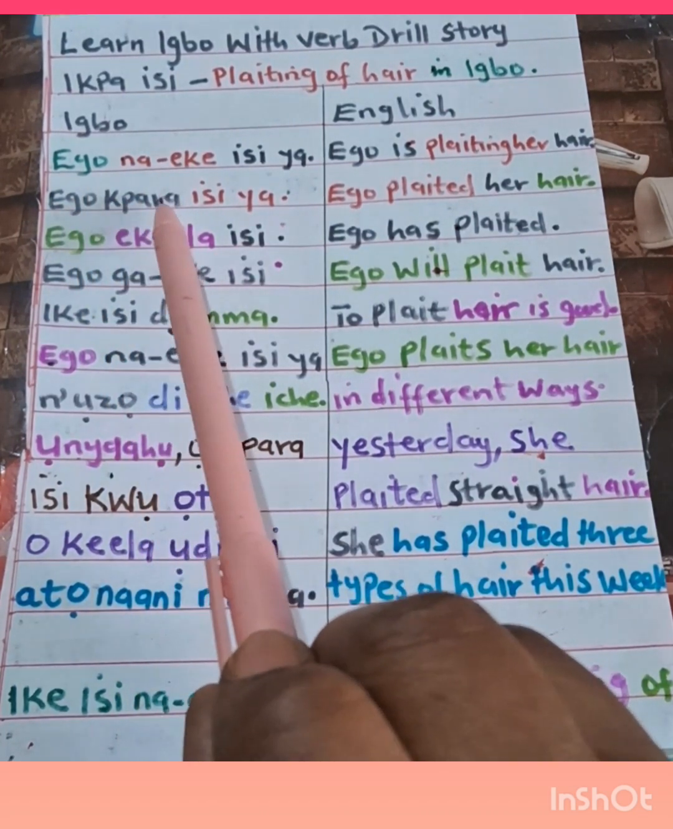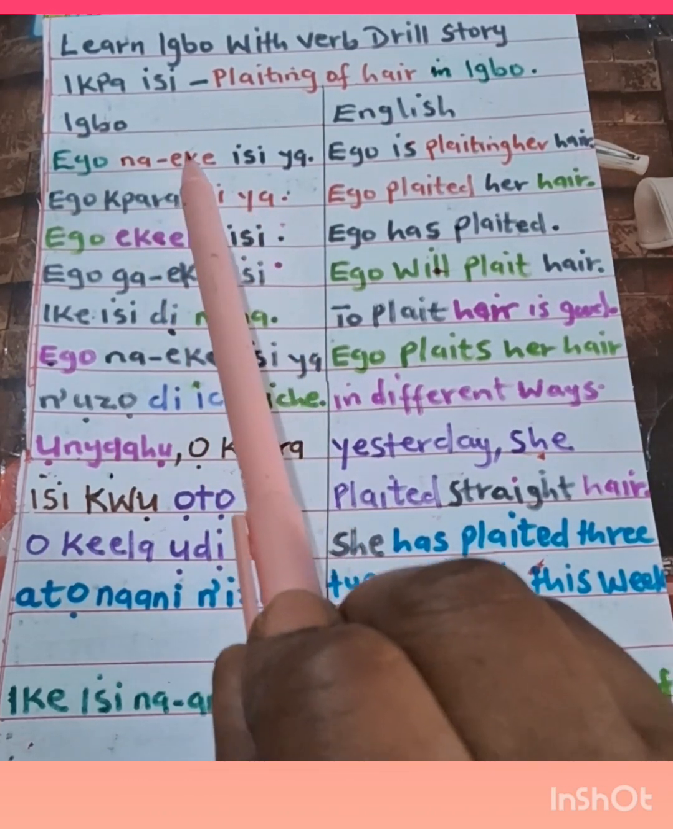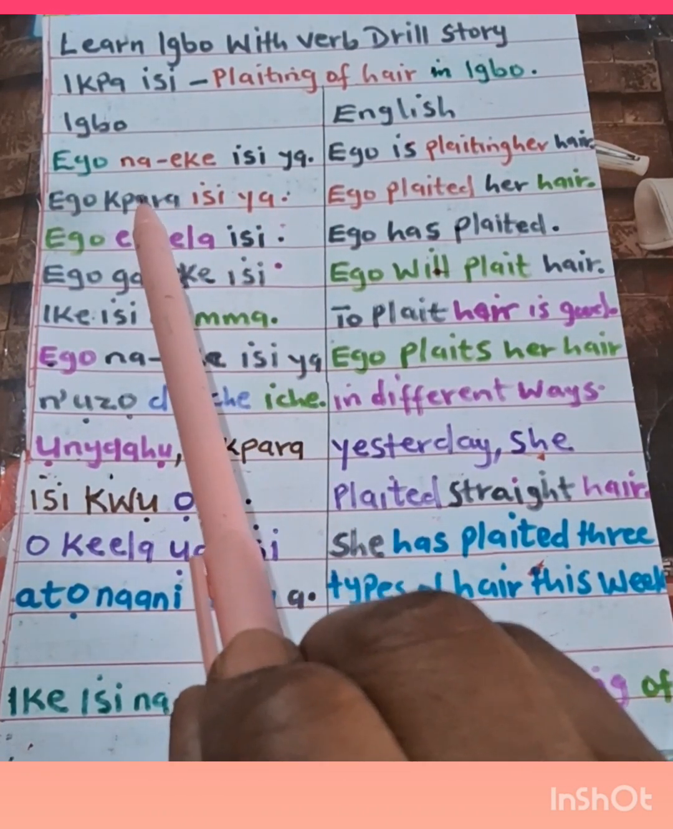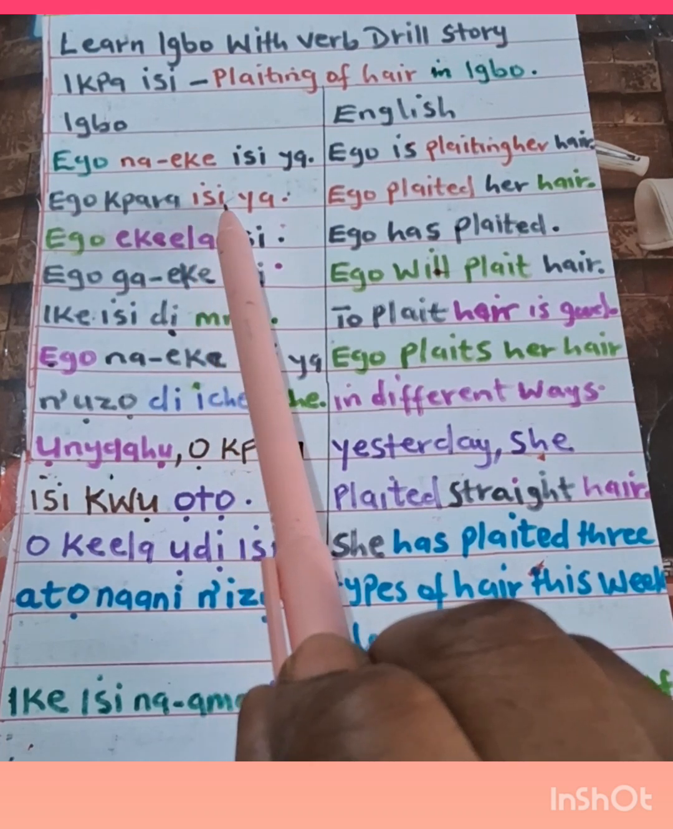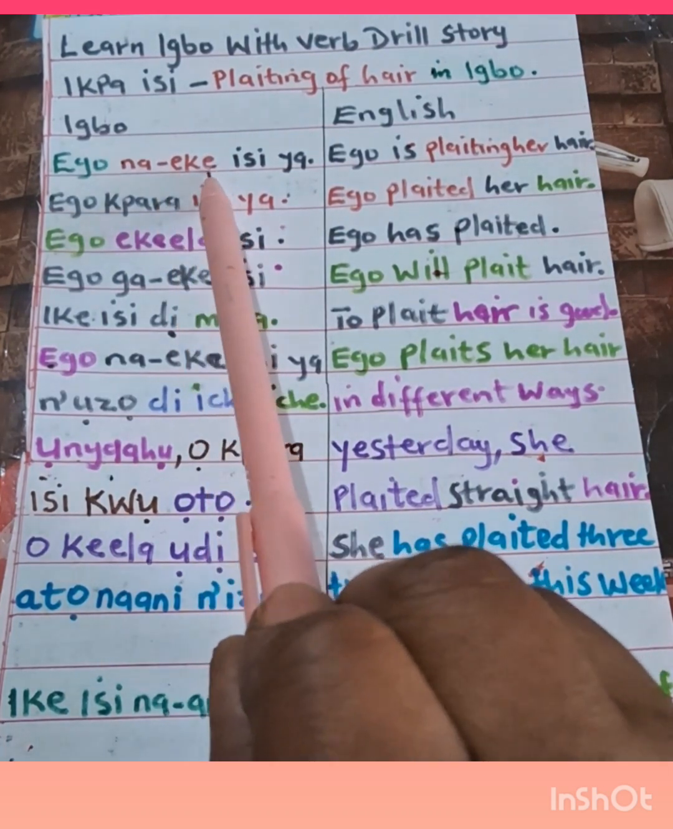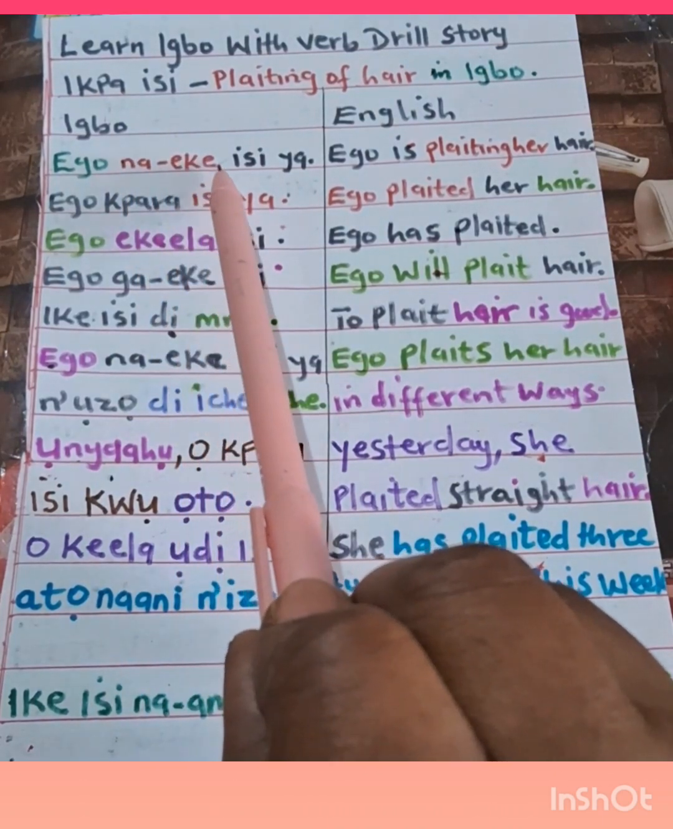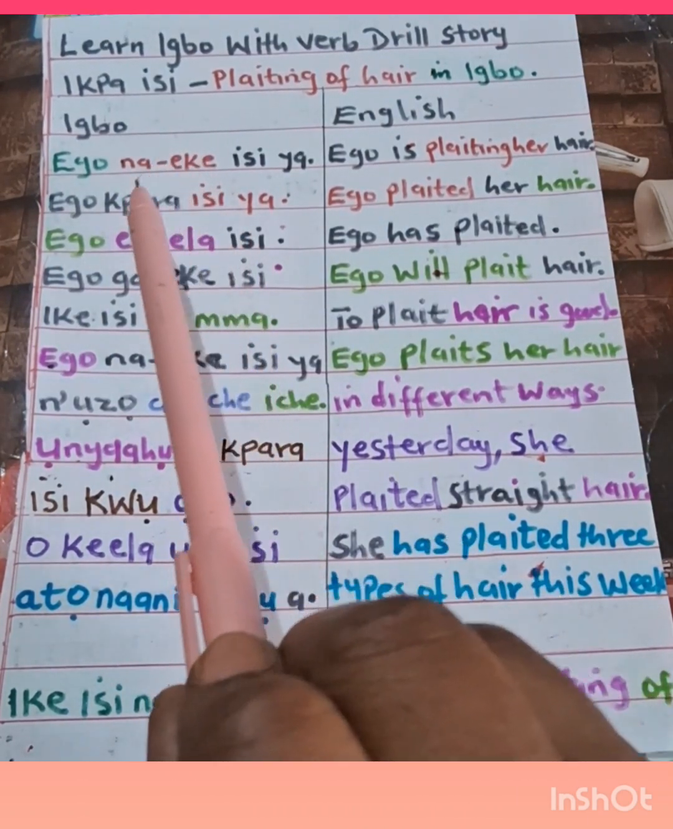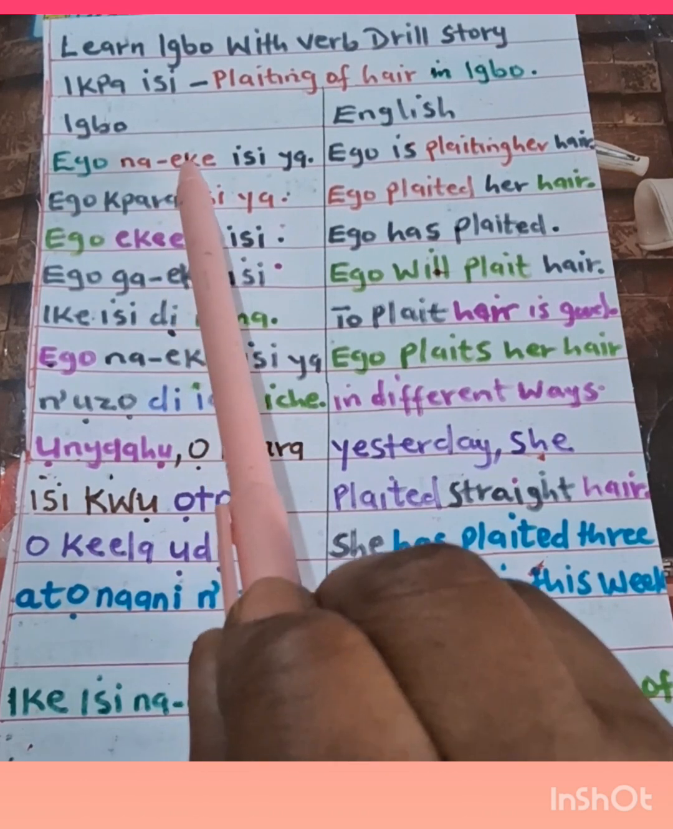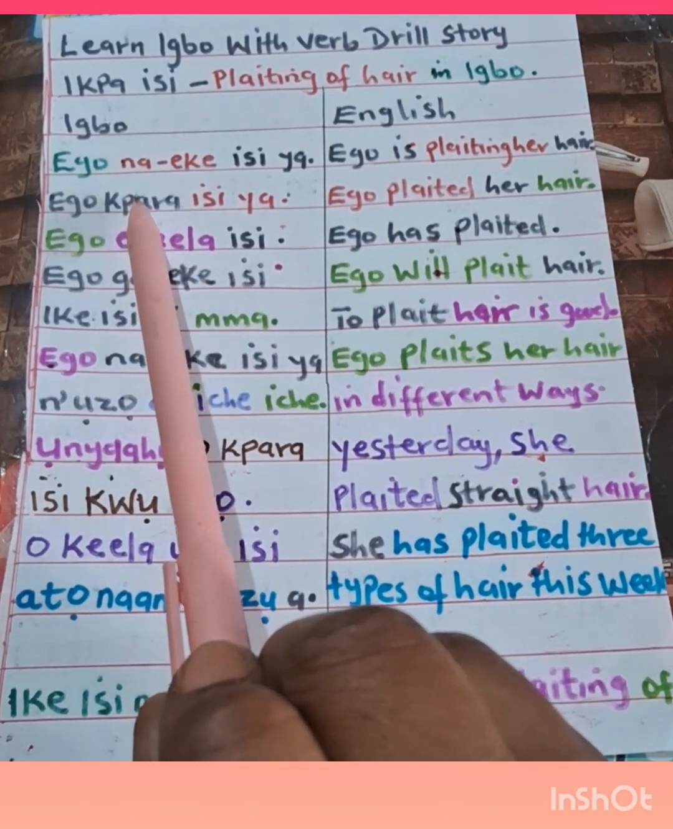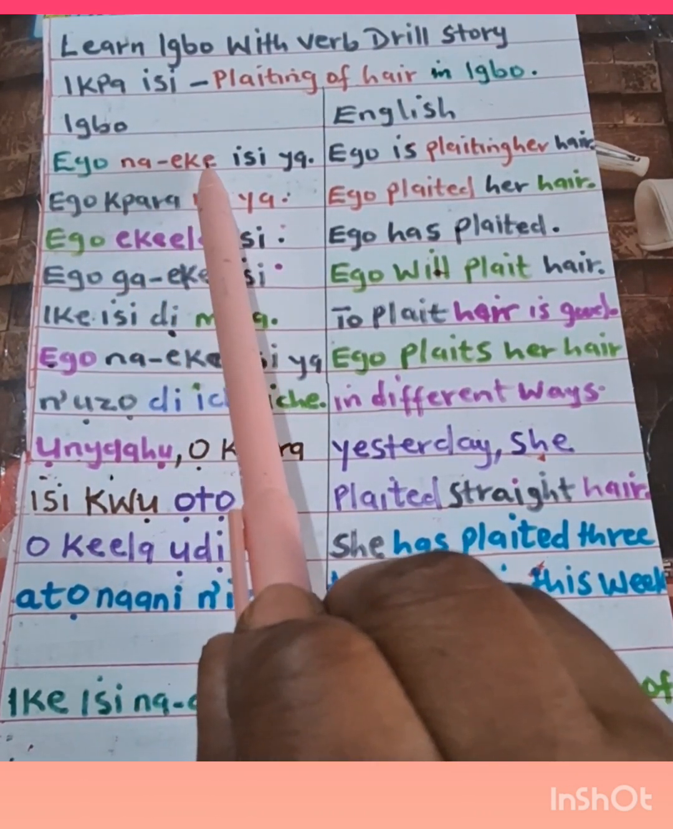Here you can see that kpara isi is the past tense of the dialectical variation of neke isi, because Igbos speak in different dialects. Neke isi, kpara isi, they are just the same thing. But kpara is the past tense of neke.